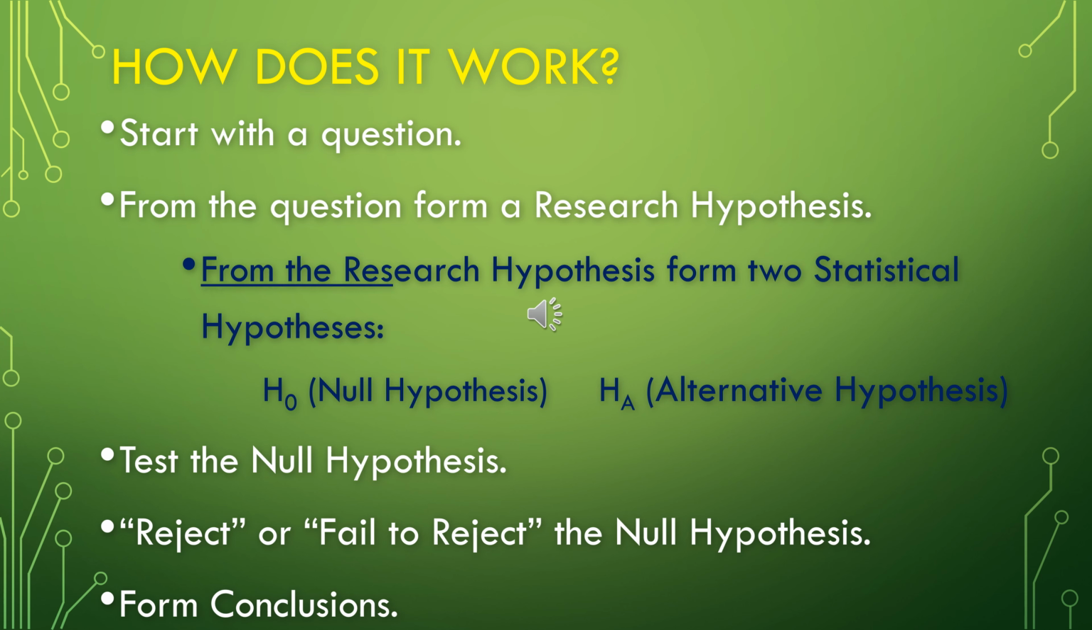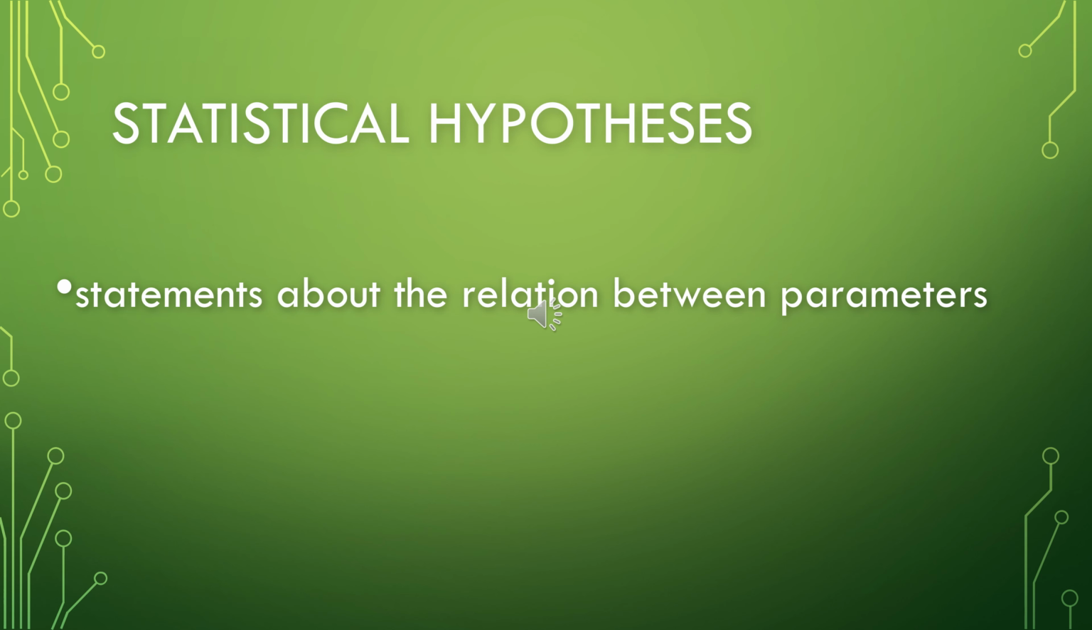From the research hypothesis, we'll form two statistical hypotheses. The null hypothesis, we're going to represent that as H sub 0, nothing, not, 0. And the alternative hypothesis, we're going to represent that with an H sub A. Statistical hypotheses have to do with relationships between parameters, and we represent those relationships with signs like less than, greater than, less than or equal to, not equal to, equal to.